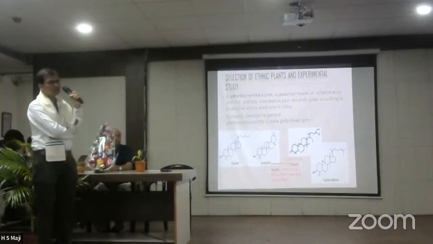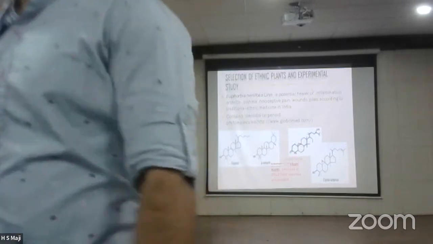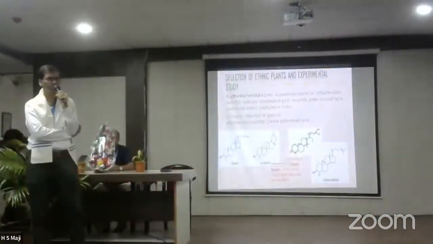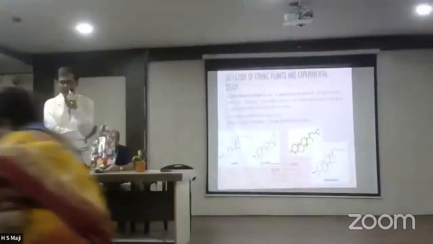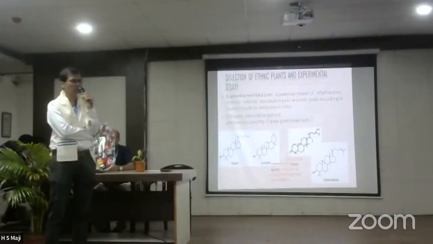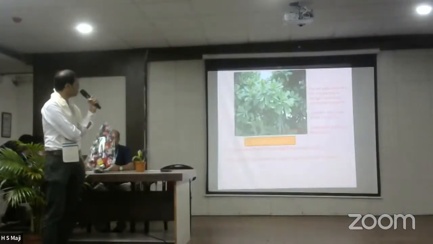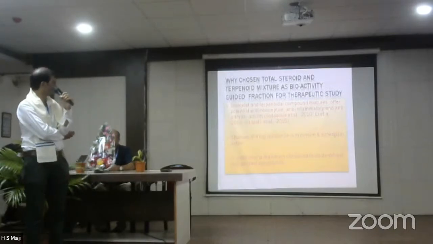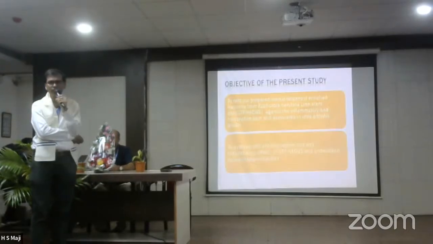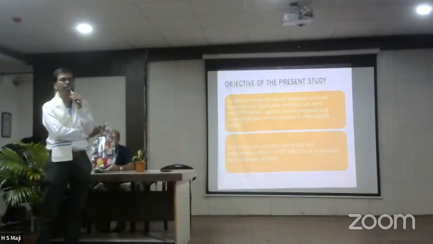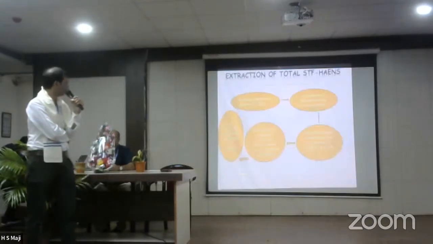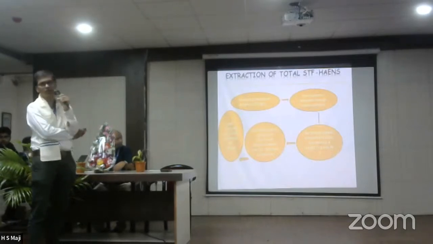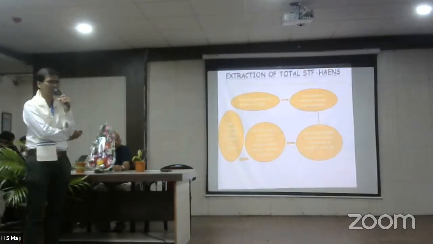These are very popular in our northeast, and we collected these plants, Euphorbia species. So these plants we have taken, and we prepared steroid and terpenoid fractions. Then we evaluated the inflammatory response for anti-inflammatory drug development. This is our protocol to separate out the steroid and terpenoid fractions.